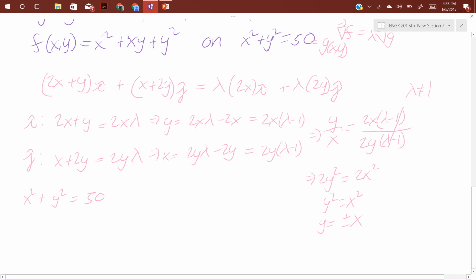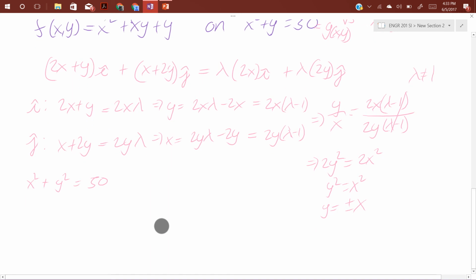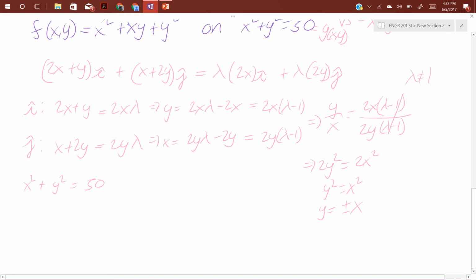Either way works. So this is going to give us an indication that we're going to have a bunch of different combinations. We're going to have a plus x, minus x along with a plus y, minus y. So there'll be about 4 different combinations that we can do for this problem. So when we go back into the constraint, we can plug in x, it doesn't really matter.